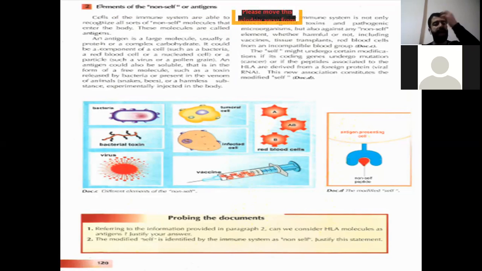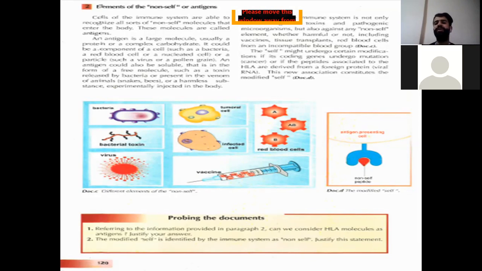Everything that enters the body and is different from our body, if it's a protein, it's an antigen for sure, either a protein or a component of a complex carbohydrate. Here, we said that it can be a part of a cell, or a particle like a virus or pollen grain. An antigen could also be soluble, that is, in the form of a free soluble molecule, such as a toxin released by bacteria or present in the venom of animals like snakes and bees, or it can be a harmless substance experimentally injected into the body.